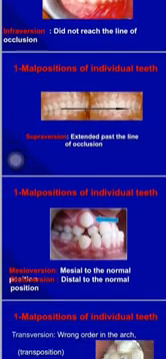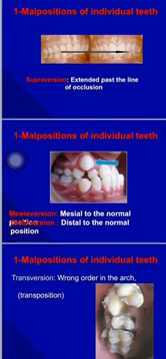Malposition of individual teeth: supraversion. Here supraversion is the opposite of infraversion. That means extended past the line of occlusion. Here we can say the tooth is in extrusion, so it extends beyond the line of occlusion.